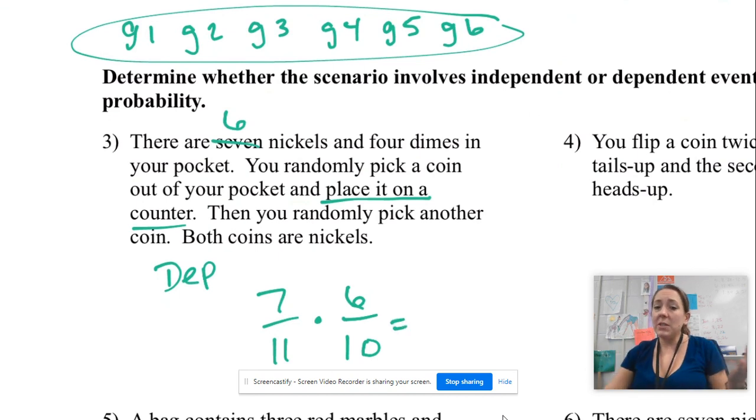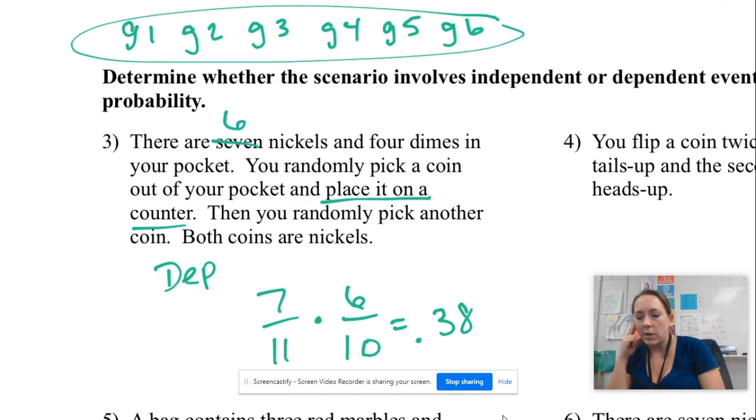So this is something you actually have to think about. That's why probability frustrates people sometimes. You actually have to think about it. There's no one size fits all sort of thing. And then to get that, you just do 7 divided by 11 times 6 divided by 10. You can just type it in straight like that.